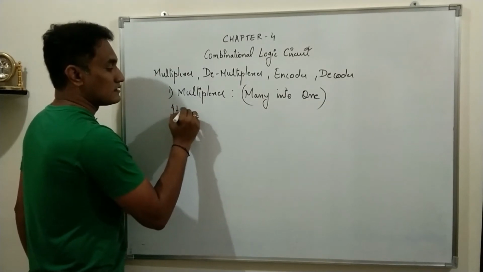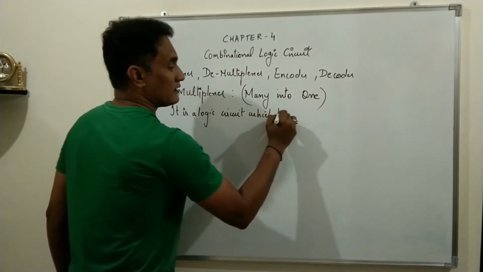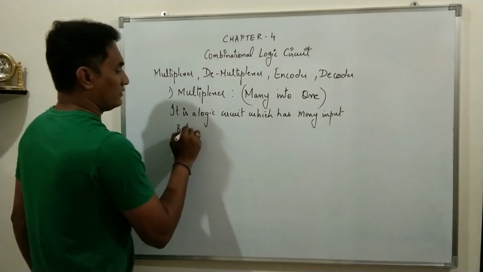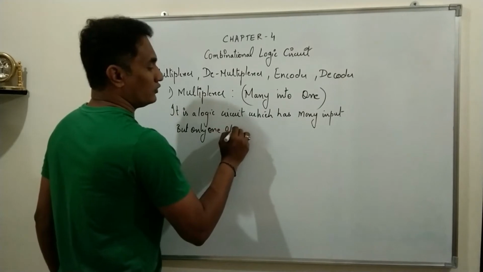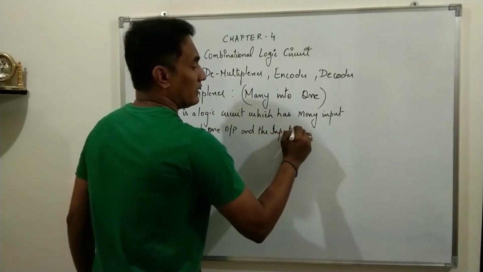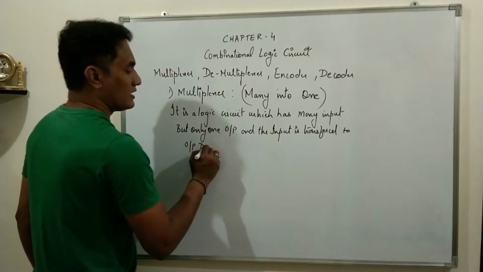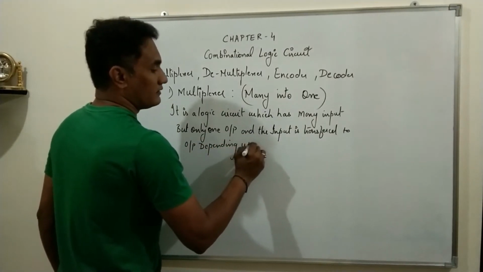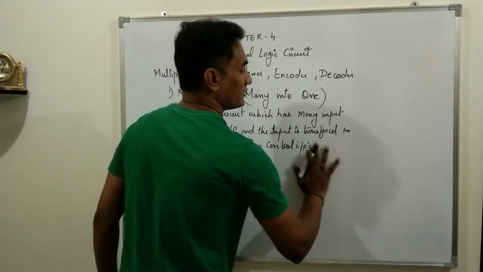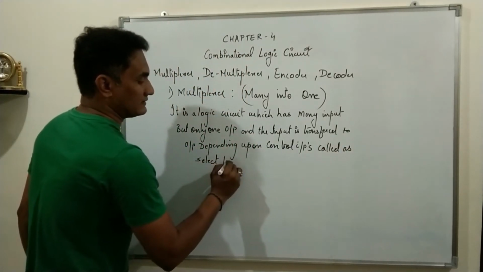So it is a logic circuit which has many inputs but only one output, and the input is transferred to the output depending upon control inputs called select lines.